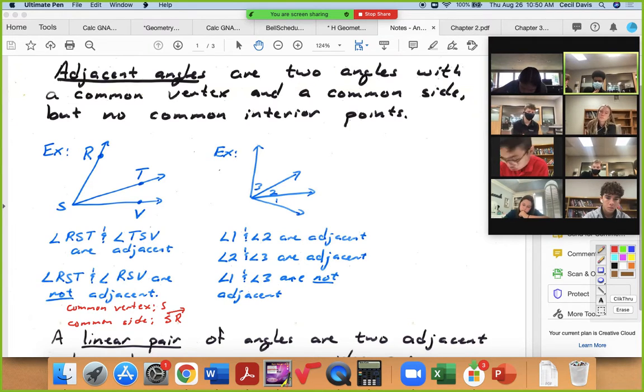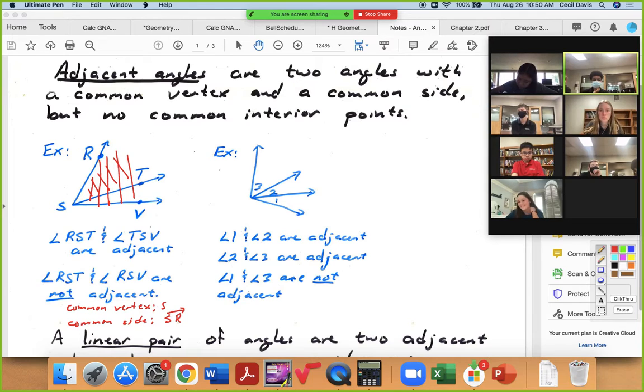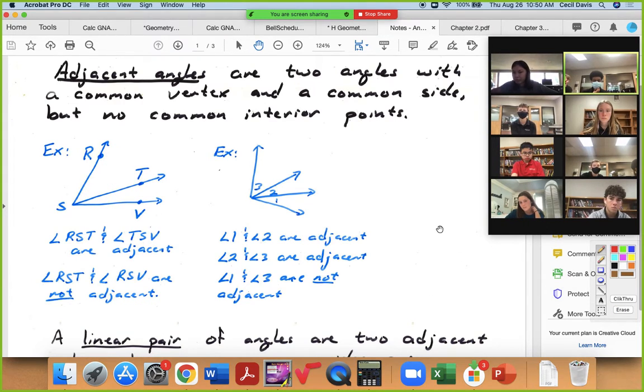So why aren't these adjacent? Well, if I shade in the interior of RST and then I shade in the interior of RSV, do they overlap? Yes, Savannah's shaking her head yes. I appreciate the feedback. Man, it's really hard teaching over Zoom. I'd like it if it could be one where everyone could have their mics open, but if it did, you would get terrible feedback. So we're not going to do that.